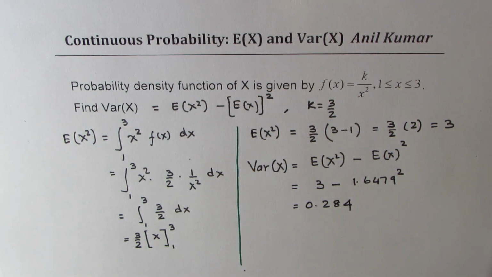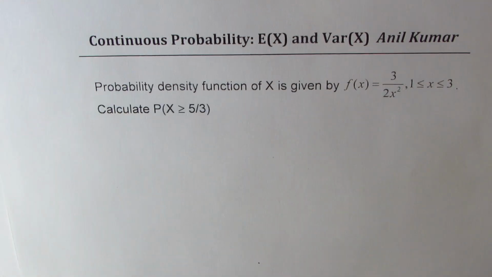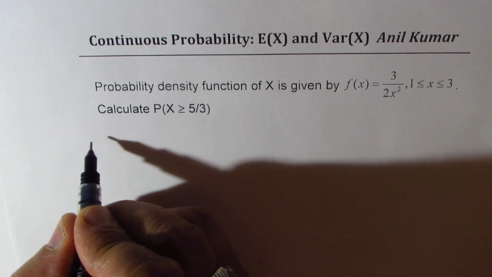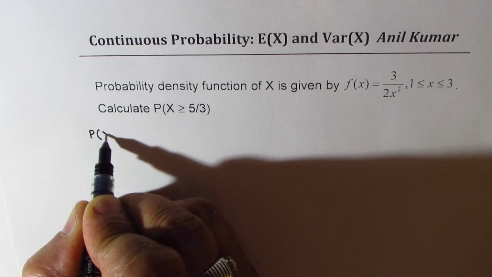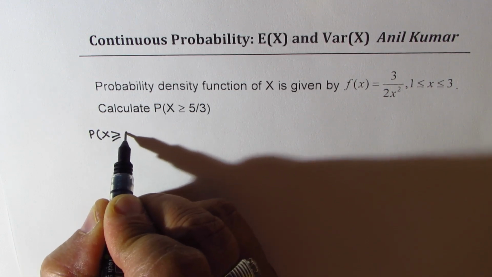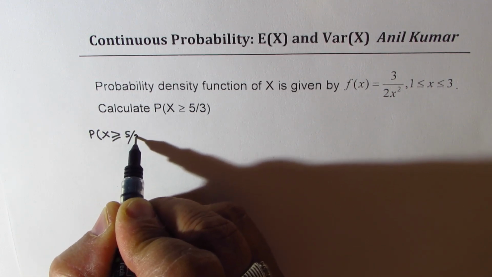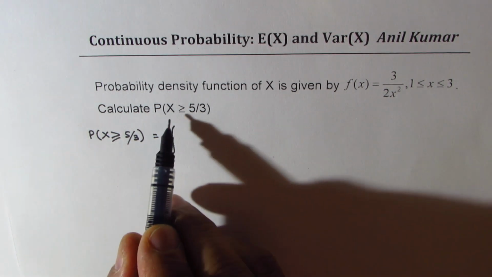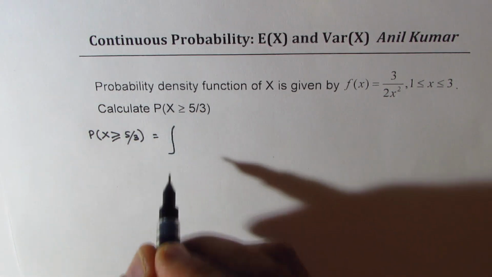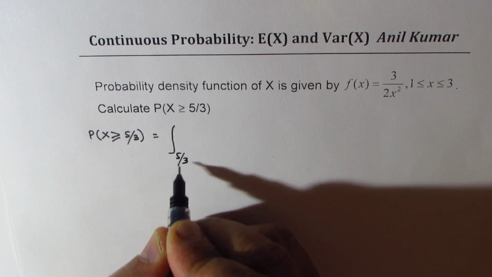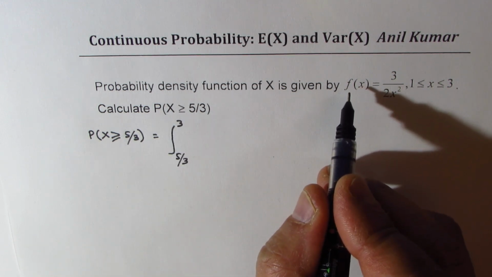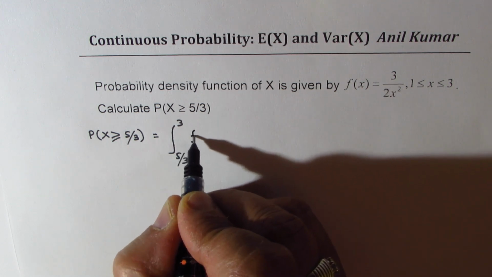Now let's move on and do the other two parts. Now let us find the probability for x greater than or equal to 5 by 3. So this probability is given from the density function by integrating it over the interval. It is greater than 5 over 3. So it is from 5 over 3 to the upper bound, which is 3, of the probability density function f of x.